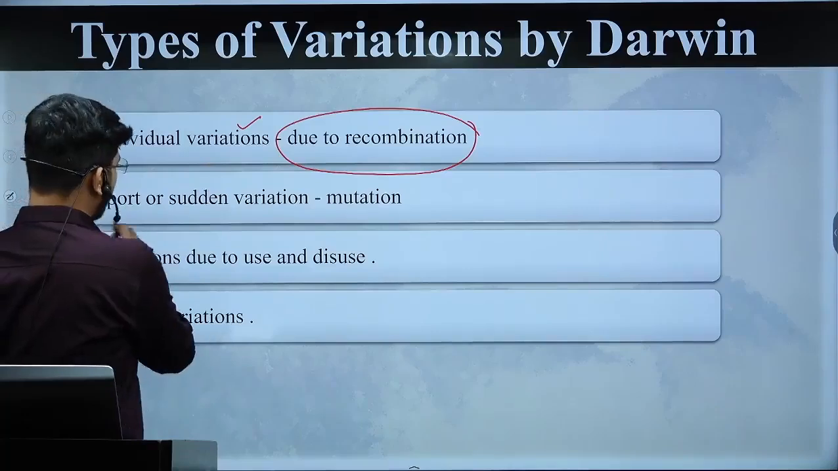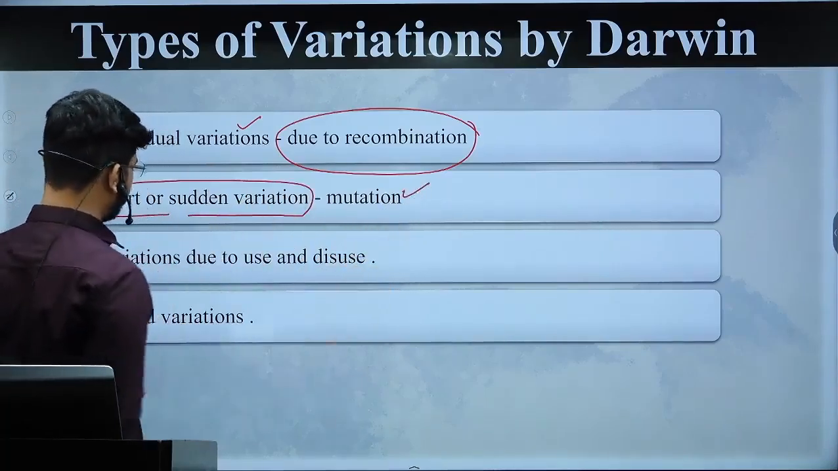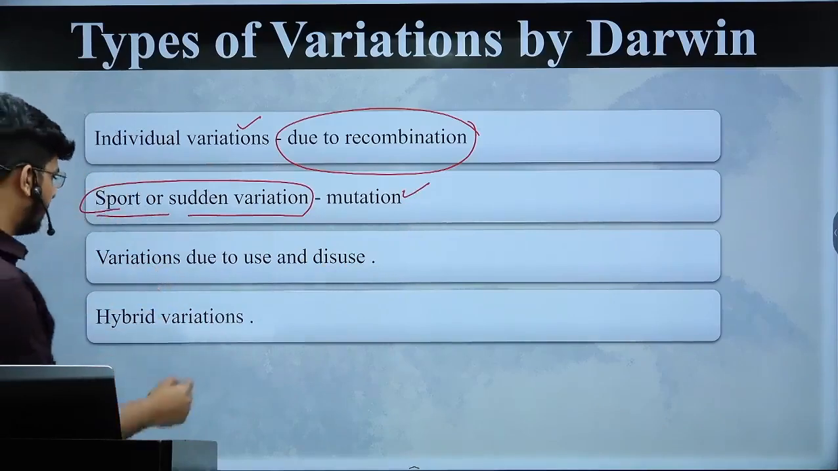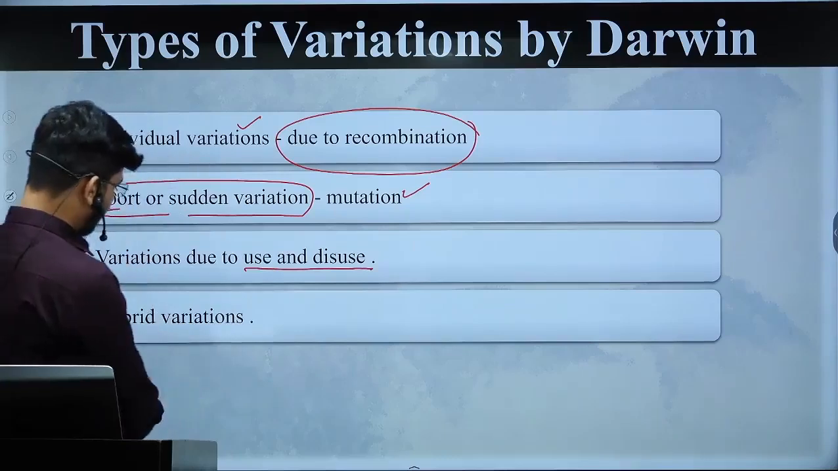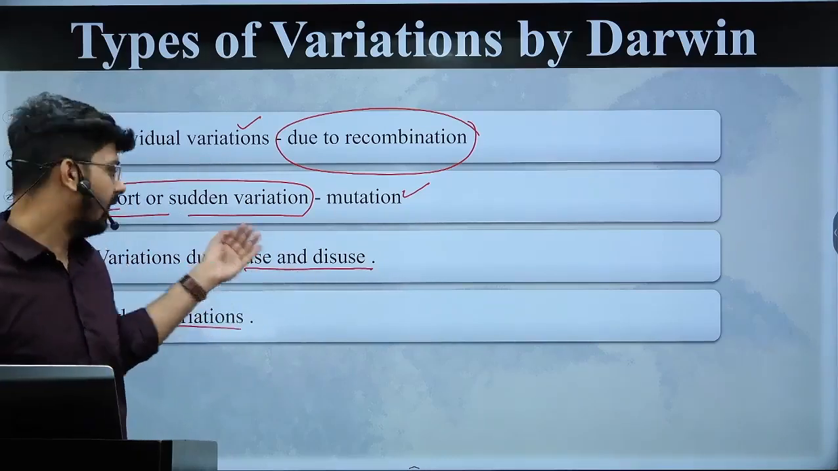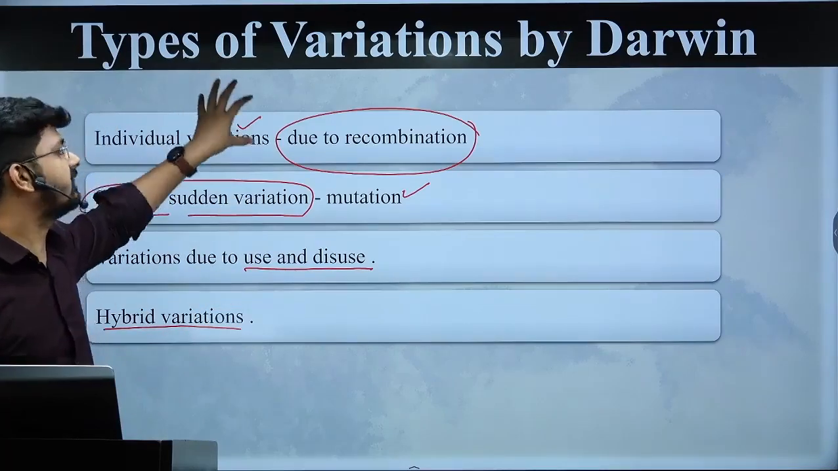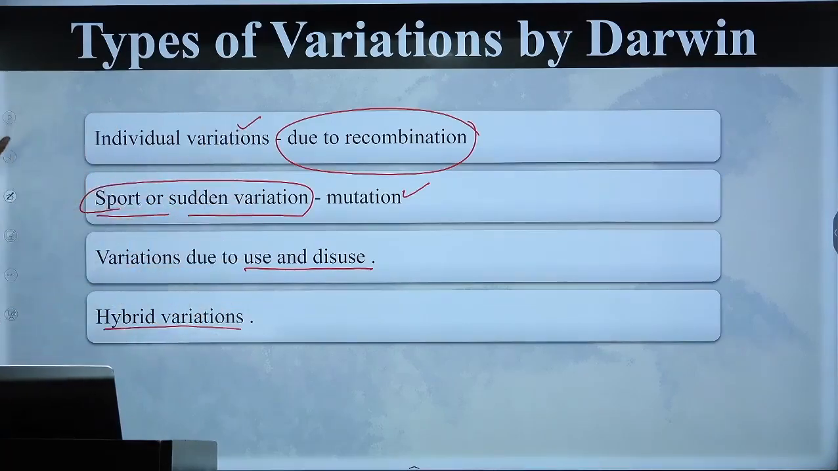So sport or sudden variation is called mutation. Then variation due to use and disuse, and hybrid variation. Because of use and disuse also variation will happen, and because of hybridization also variation will happen. Okay, these are the types of variation discussed by Darwin.